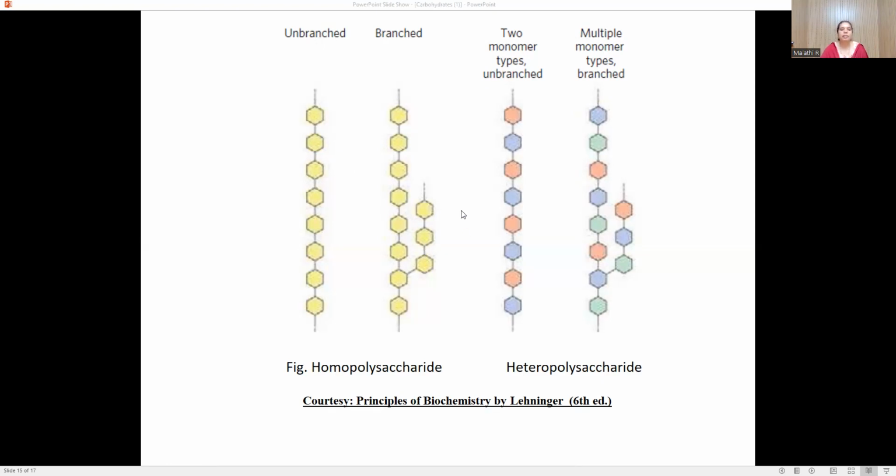By this, we are completing homopolysaccharide. We'll see heteropolysaccharide and its importance in the next session.